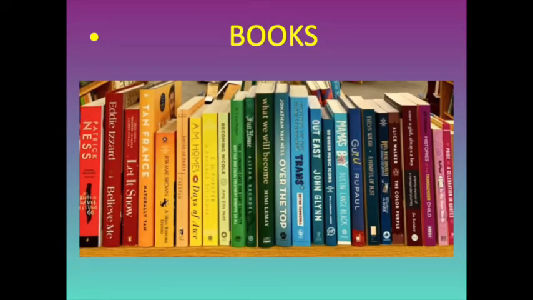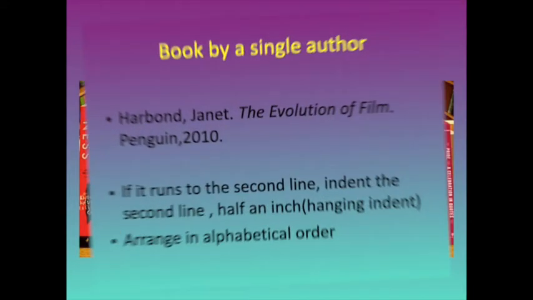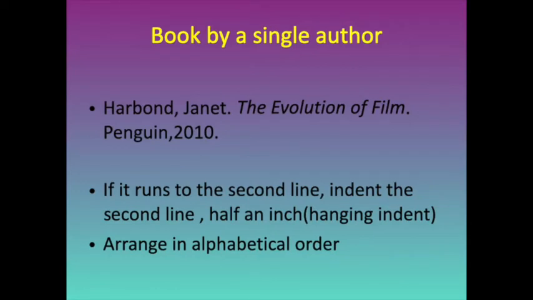First we will see how to include details of books in Works Cited. If there is a book by a single author: author's second name first, comma, first name, period, name of the book in italics, period, publisher, comma, year of publication, period.